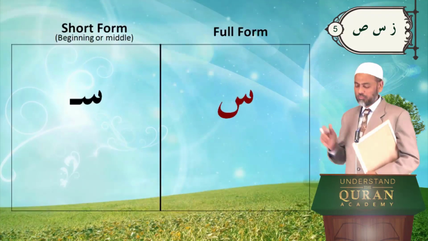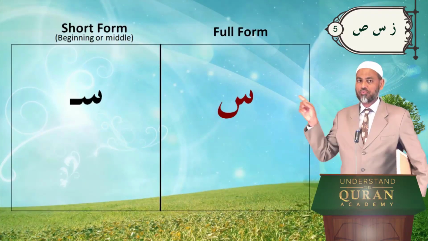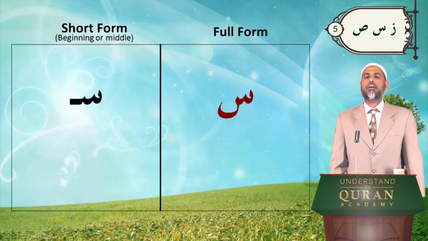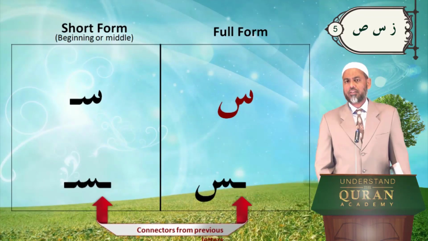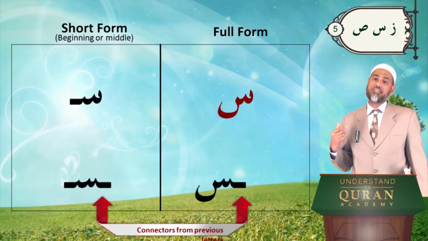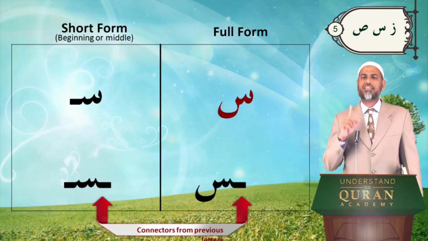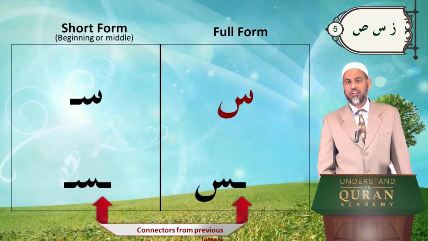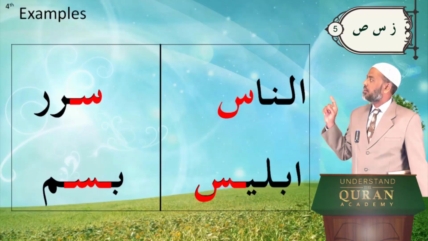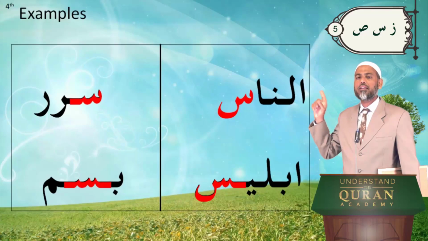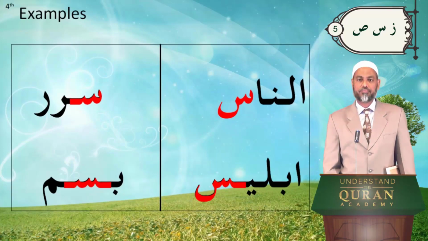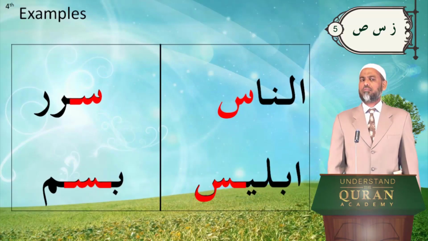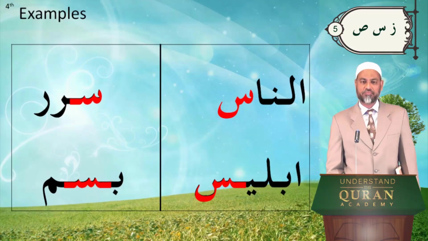So you have the full form of sin and the short form of sin, with connectors from previous letters shown below. Connectors are always there from previous letters for almost all the letters except one. One is too rare. So we have sin in its full form and the short form with connectors before them in different words. Do you see that? It's very clear, the red ones.